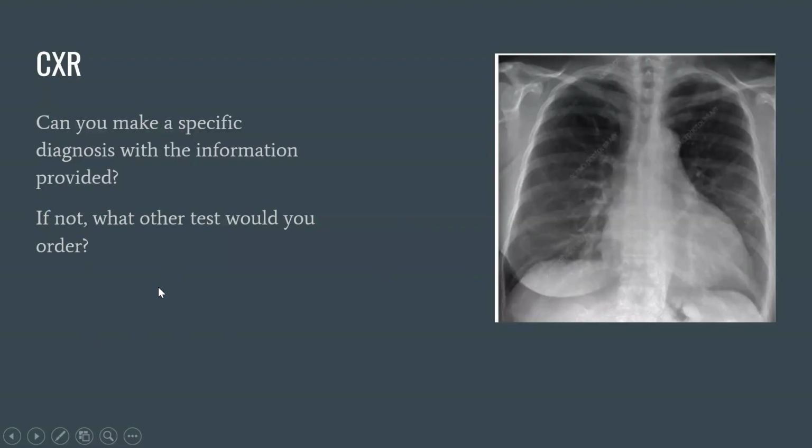What else do we want to order? 100% echo. What else? Labs. Labs, which ones? CBC, troponin, yeah, right? We don't know if this is MI or heart failure.